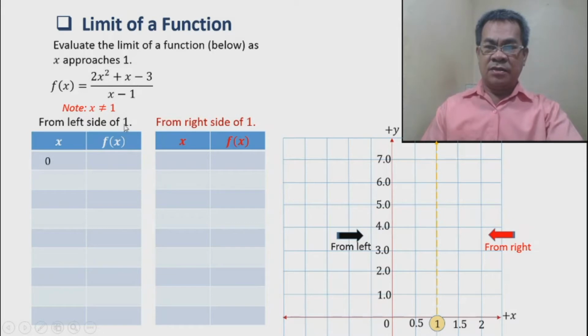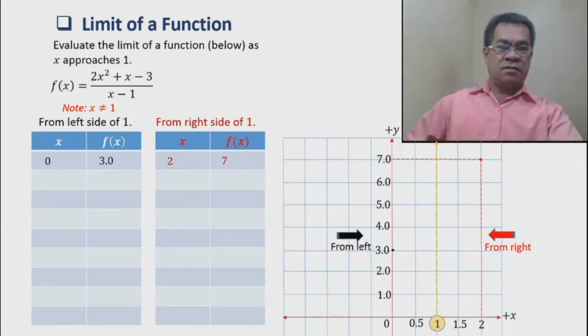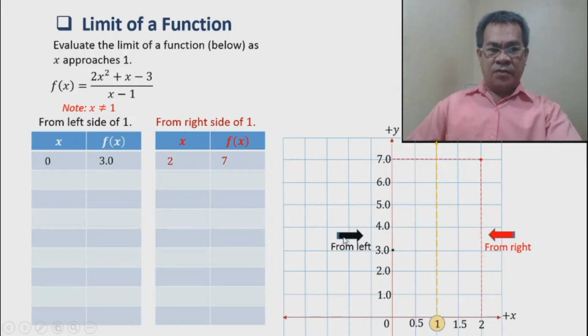What will be the value of the function? You substitute x here, 0, so the answer is 3. When x is 0, y is equal to 3. So this will be the graph. Now in the right hand, when x is equal to 2, substitute 2 in the function and evaluate. The answer is 7. So when x is equal to 2, the point is (2, 7). From the left hand we have (0, 3), and from the right hand we have (2, 7).